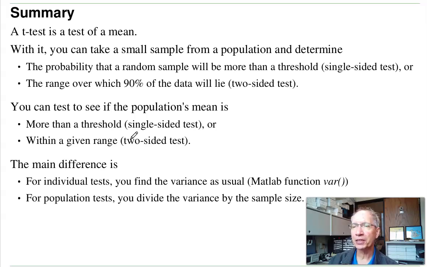If you're talking about populations, though, you divide the standard deviation by the square root of sample size. The main difference between these two is that for individual tests, you find the variance as usual, that's the MATLAB function variance. For population questions, I divide the variance by the sample size, or the standard deviation by the square root of sample size. So that is lecture number 26 for ECE 341, examples of a t-test with a single population.